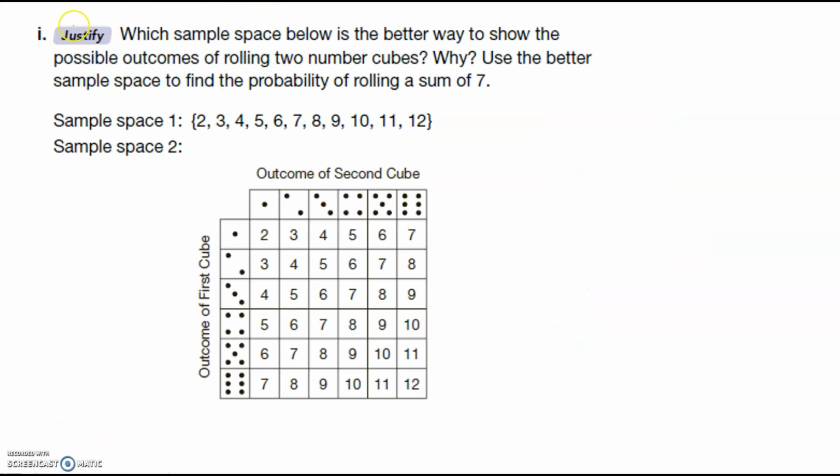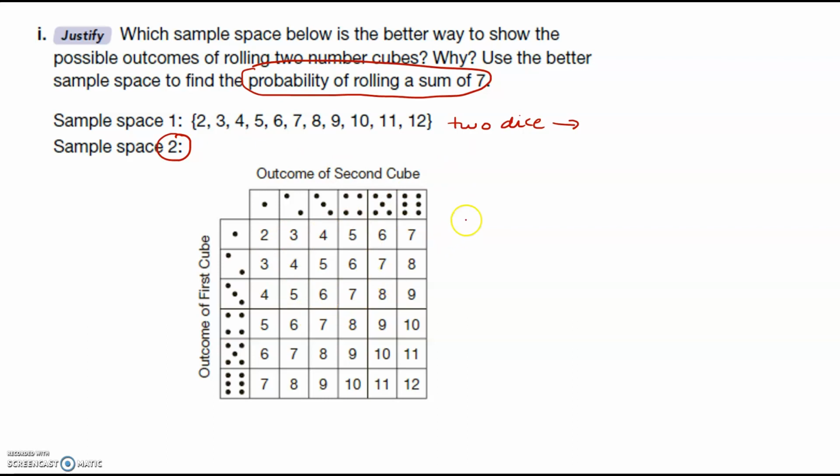Okay, and then this is I, and it says which sample space is a better way to show the possibilities of rolling 2 number cubes. Why? Use the better sample space to find the probability of rolling a sum of 7. So this is saying that if I have 2 dice, like if you've ever played Monopoly or something and you have 2 dice, these are all the possible outcomes. But sample space 2 shows you the actual, there's 2 different ways to get the number 3, there's 3 different ways to get the number 4, there's 4 different ways to get the number 5. So sample space 2 is the one that's much more comprehensive.